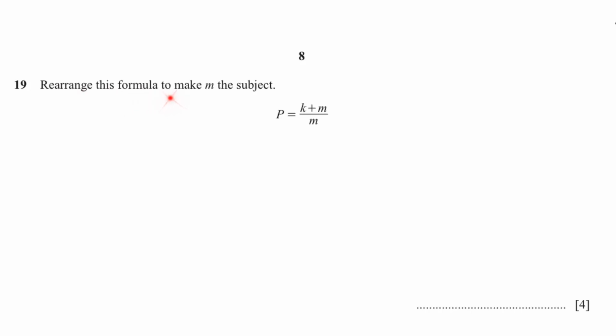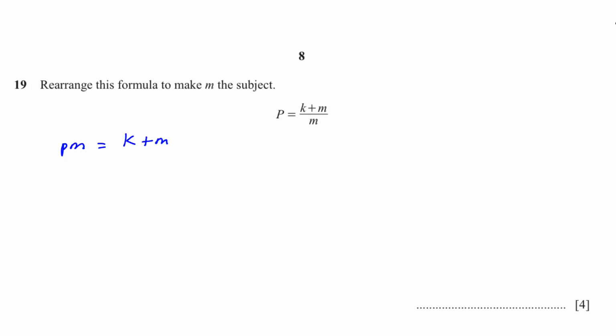In the next question, we have to arrange the formula to make M the subject. This is a very easy question. If you practice a few times, you will understand and it carries a lot of marks. So we cannot have anything in the denominator. We'll cross multiply it. We'll bring the M to the other side. So P multiplied by M will become PM is equal to K plus M.